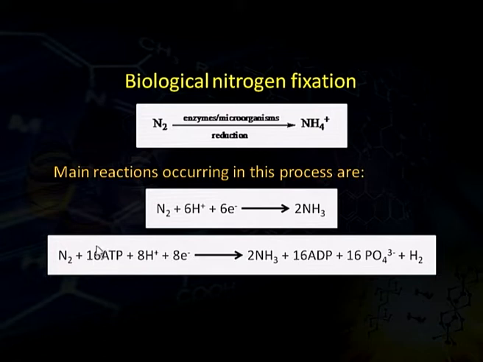In this, ATPs are required because this is an energy consuming process. So, 16 ATP to 18 ATPs are required here and this nitrogen is converted to ammonia and free phosphate is released, ATP is converted to ADP.